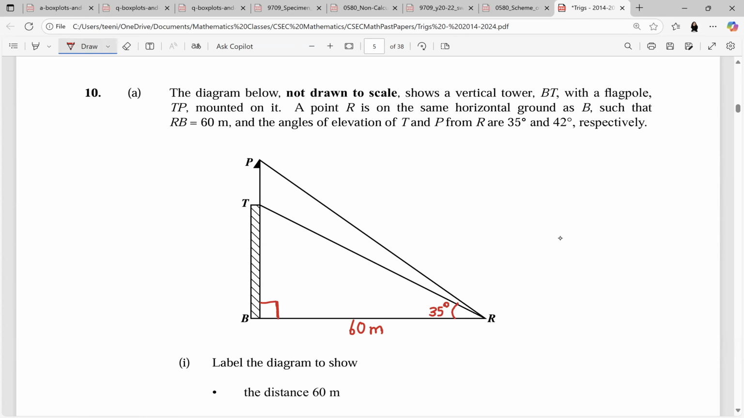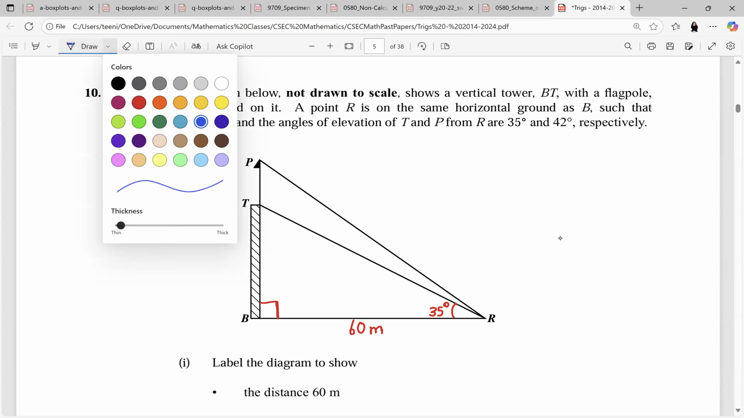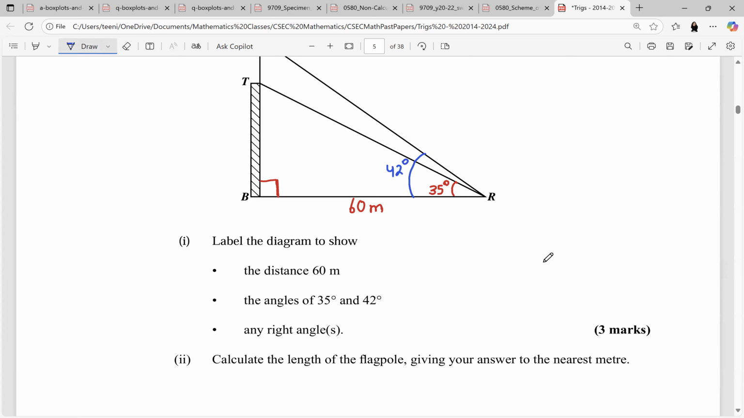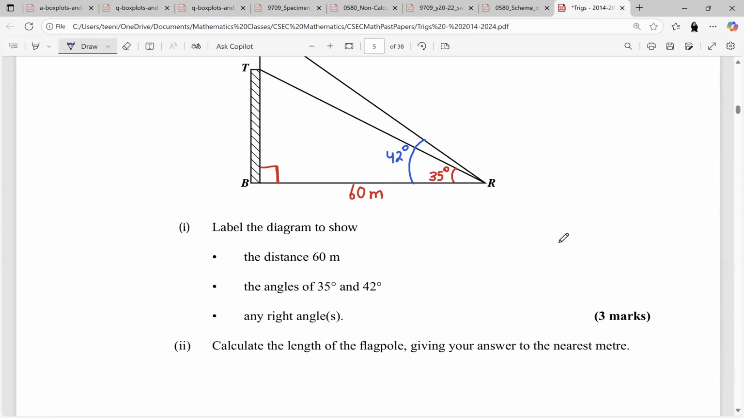Angle of elevation is formed between the horizontal at the starting point and the line of sight, the line connecting R to T. And therefore, the angle of elevation of P from R would again be the angle formed between the horizontal here at R and the line connecting P to R. So that's the bigger one on the outside, right? So that would be this angle over here. That big angle is 42 degrees. And this is how you will get your 3 marks. 3 easy marks, I would say.